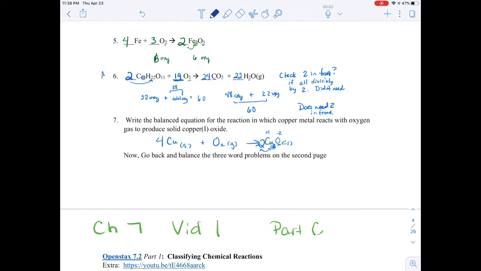This problem right here was one of those ones that needed a 2 in front of the problem. So if you worked it out one way, you would have wanted to go back and erase all the parts and then put a 2 in front.